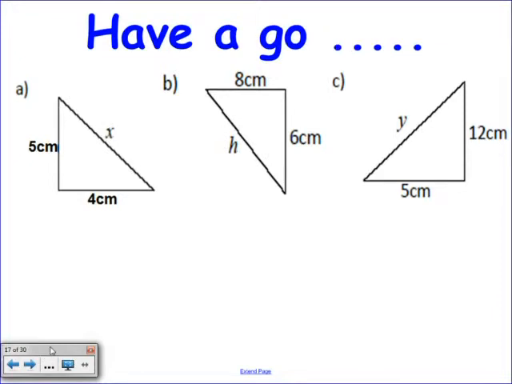So let's try 3 then. Have a go at those 3, A, B and C, and see what you come up with for the hypotenuse. You need to draw it. No, don't draw it. Calculate it. Okay, the first one then. Who'd like to start me off? What's my starter for 10? What should I do?